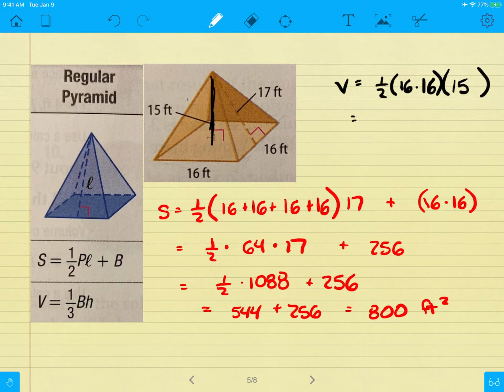So 16 times 16 is 256. We're going to take that times 15 and then cut this thing in half in the long run. So 256 times 15 is 3,840, and then we're going to cut that in half. So if we divide that by 2, we get 1,920, and this should be in feet cubed. That's how many little cubic feet, or like sugar cubes, if they're measured in 1 foot by 1 foot by 1 foot. So there's your volume.